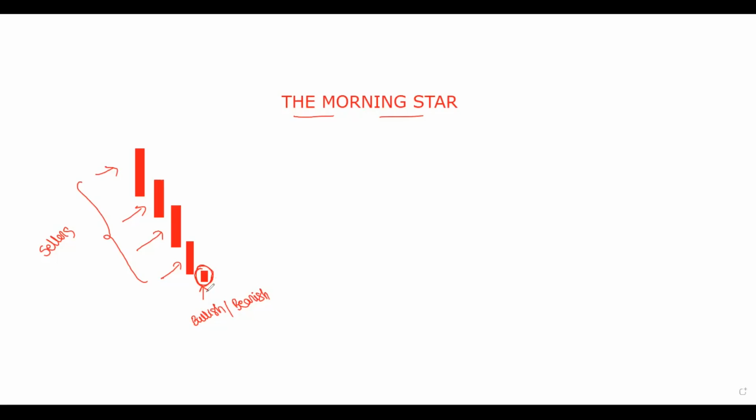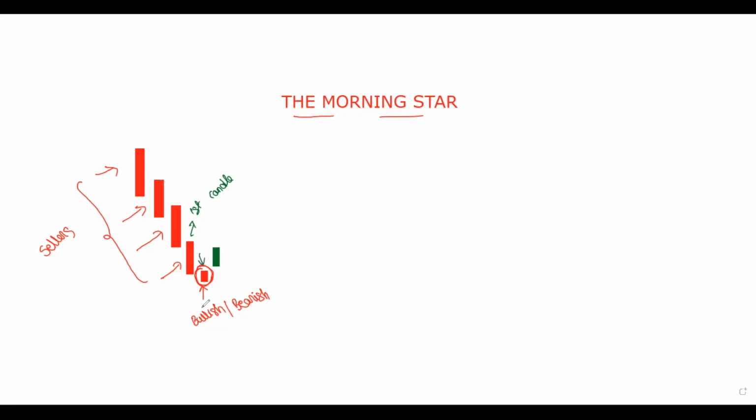And the third candle is a bullish candle that gapped up the open and closed above the midpoint of the first candle. So after this, the next candle should open gap up and close above the middle of the first candle. Which is the first candle here? This is the first candle, which is a bearish candle.